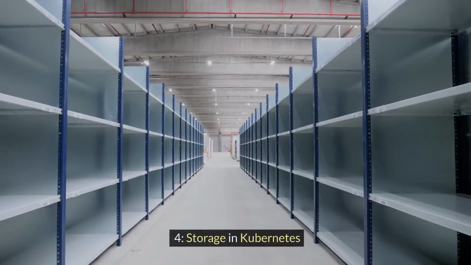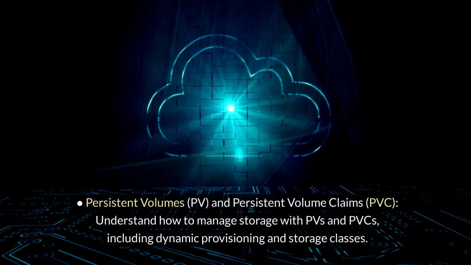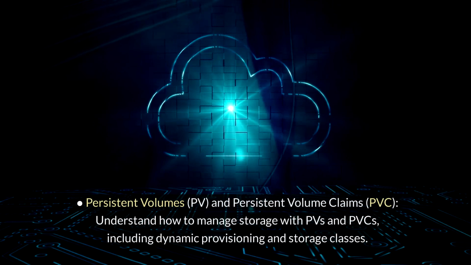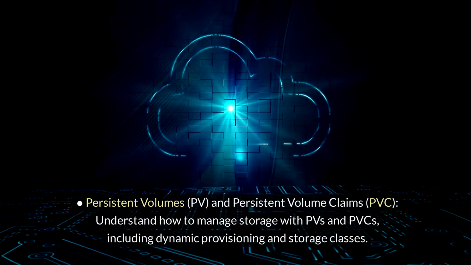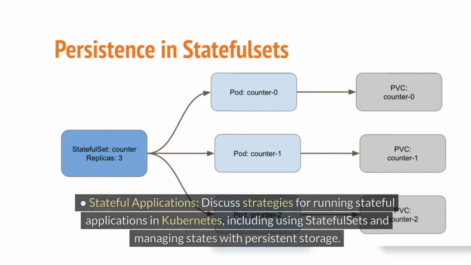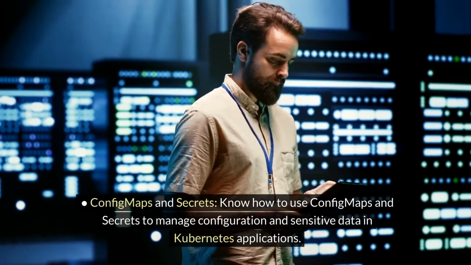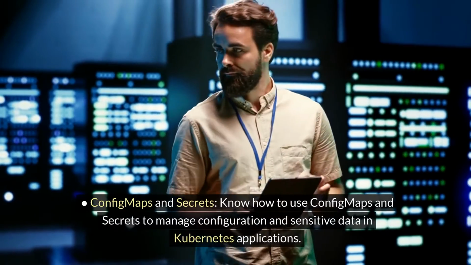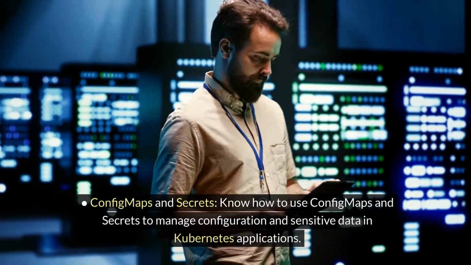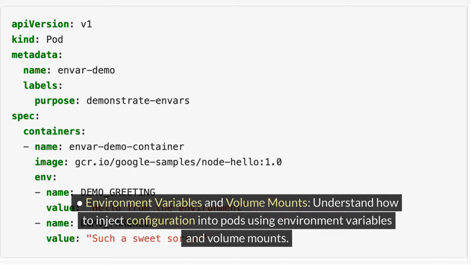4. Storage in Kubernetes. Persistent volumes (PV) and persistent volume claims (PVC). Understand how to manage storage with PV and PVC, including dynamic provisioning and storage classes. Stateful applications. Discuss strategies for running stateful applications in Kubernetes, including using stateful sets and managing states with persistent storage. 5. Configuration and secret management. Config maps and secrets. Know how to use config maps and secrets to manage configuration and sensitive data in Kubernetes applications. Environment variables and volume mounts. Understand how to inject configuration into pods using environment variables and volume mounts.